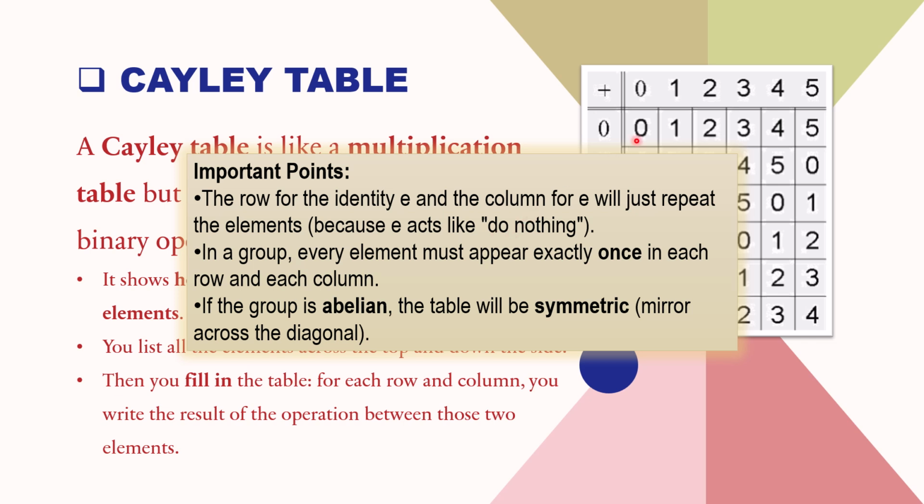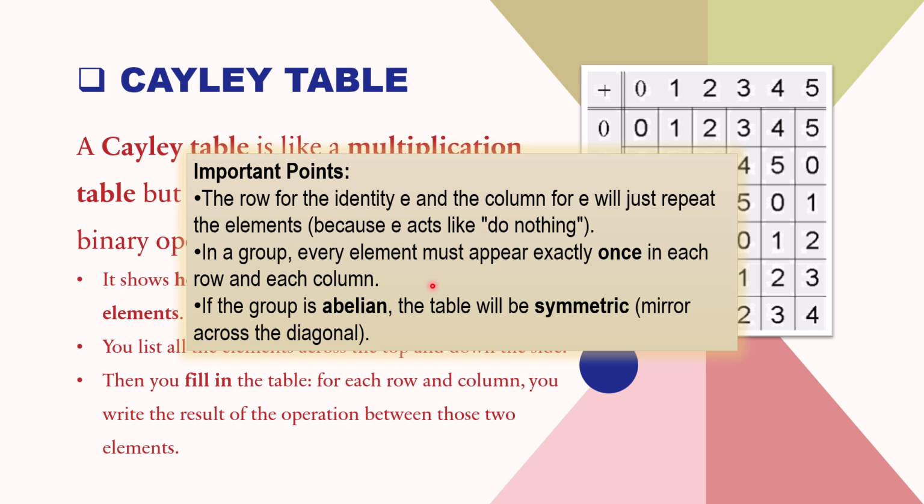So what do we mean by doing nothing? The identity for addition is 0. So the row for 0 and the column for 0 is just going to repeat the elements. In the identity row and identity column, you will see a pattern, that is, it's just repeating the group elements. In a group, every element must appear exactly once in each row and column.